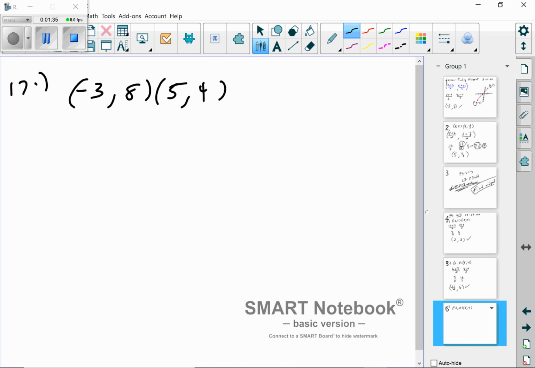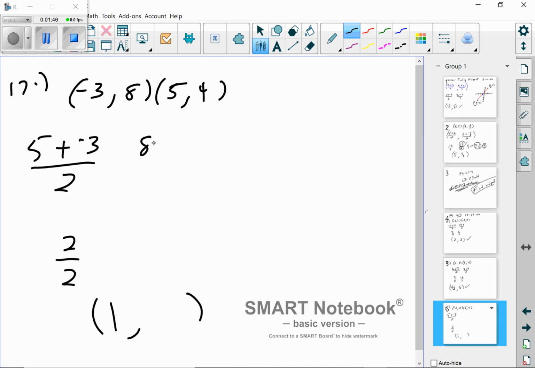Number 17, I'm going negative 3 and 8 and 5 and 4. So I'm adding 5 plus negative 3, which is going to be a 2. 2 over 2 is a 1. That's the x. The y: 8 plus 4 is 12. 12 over 2 makes 6. 1 and 6, that's my answer.